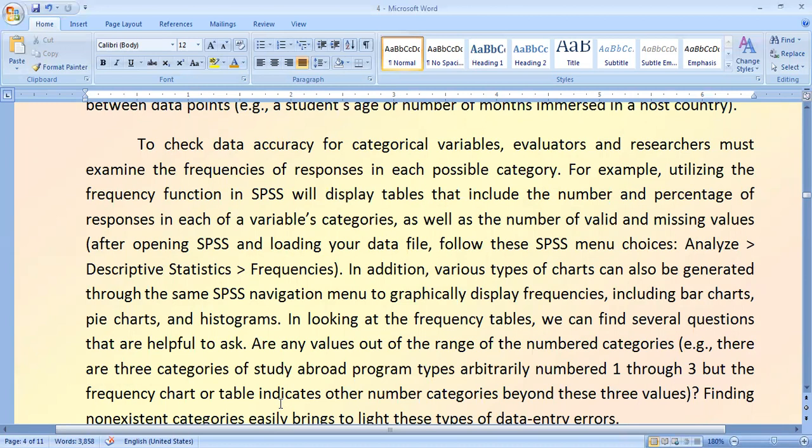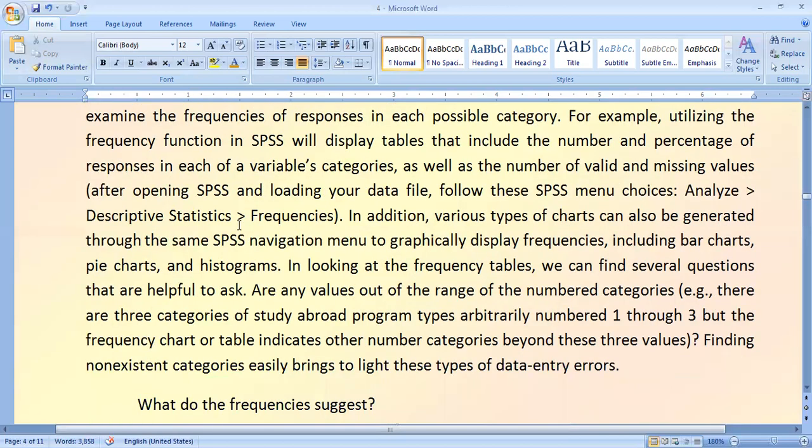After opening SPSS and loading your data file, follow these SPSS menu choices: Analyze, Descriptive Statistics, and Frequencies. In addition, various types of charts can also be generated through the same SPSS menu navigation, which graphically displays the frequency, including bar charts, pie charts, and histograms.